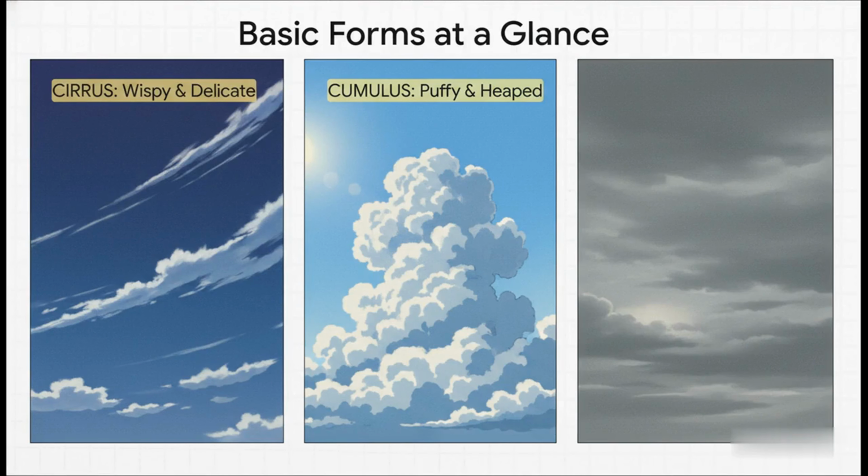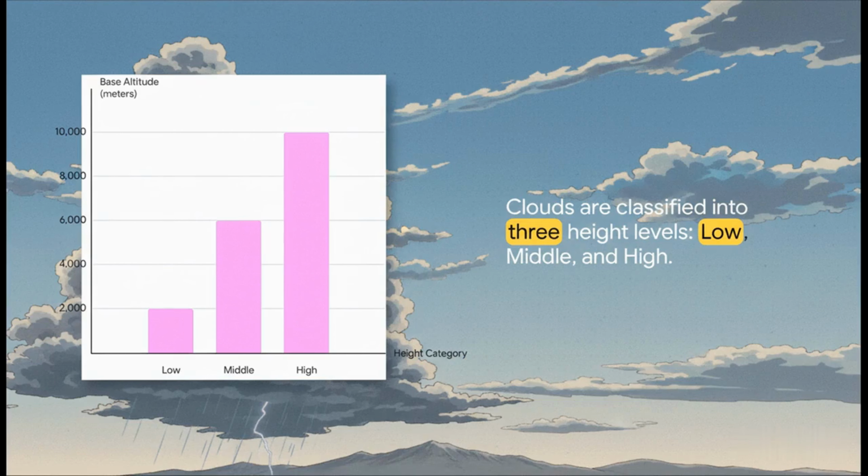Cirrus are the wisps, Cumulus are the heaps, and Stratus are the layers. If you can get those three down, you've basically just learned the fundamental grammar of the sky. Simple as that. Okay, you've got the shapes.